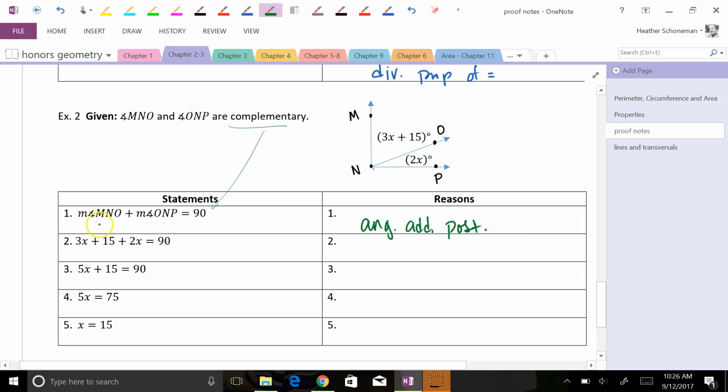And then instead of writing the measure of angle MNO, they put 3x plus 15. And instead of writing ONP, they put 2x. So if you're replacing something, that is substitution. Okay, remember, they had the 3x and the 2x, and they put them together, so that's combining like terms. They subtracted 15 from both sides, so that's the subtraction property of equality. And then they divided by 5, and x is 15, so that's the division property of equality.